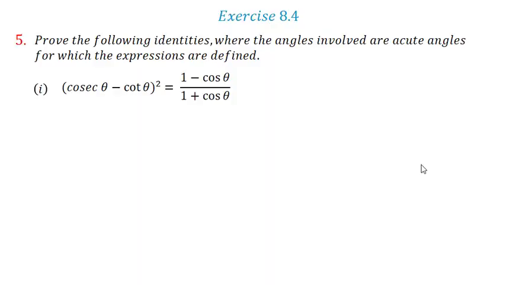Fifth problem is: prove the following identities where the angles involved are acute angles for which the expressions are defined. First problem is (cosec theta minus cot theta) the whole square equals (1 minus cos theta) upon (1 plus cos theta). If I prove this, then this can also be considered as one identity, because for different angles of theta, left hand side and right hand side are going to be equal.